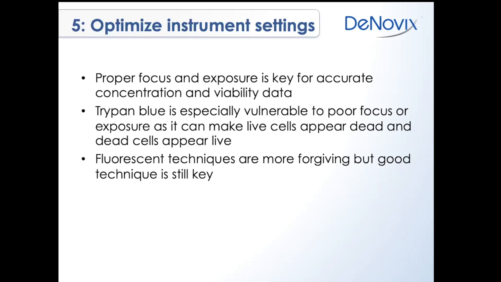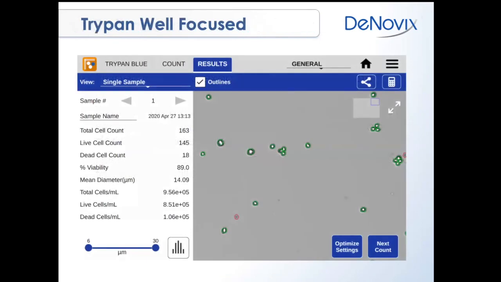Fluorescent techniques are much more forgiving, but I have some examples here where you can still really screw up the count by not having the focus or exposure set correctly. So as I was saying, the fluorescent techniques are more forgiving, but it's still important to get these instrument settings right. So here's an example of a trypan blue stained sample that's well focused. You have dark outlines around the live cells and a bright white center in those cells.